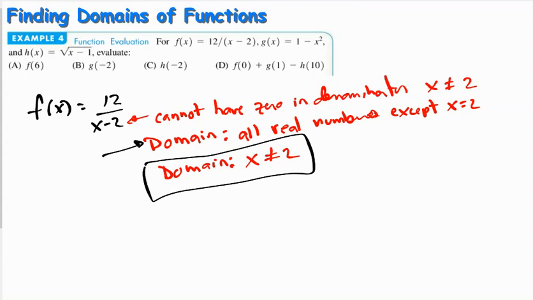For g of x, you have 1 minus x squared, and you say, well, is there any value that makes this expression undefined? And we're allowed to subtract positives and subtract negatives. So for this one, there's no value for x that would cause a problem. We would say the domain is all real numbers.